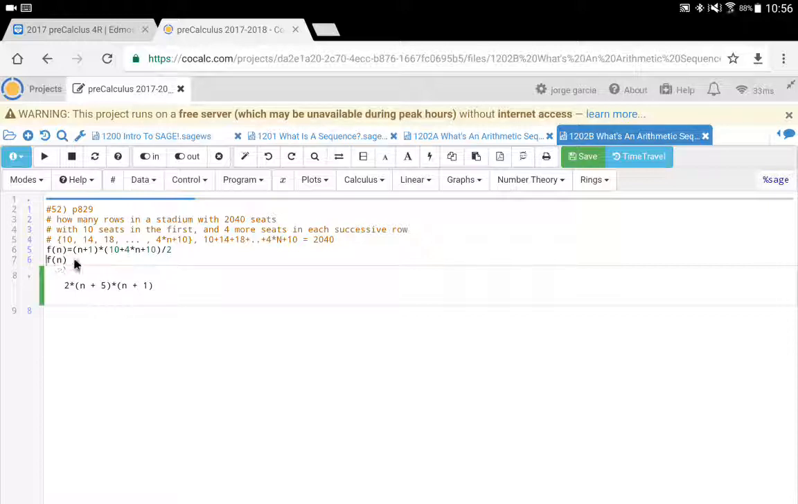Instead of doing that, let's say solve when f of n is equal to 2040. Remember, double equals is Boolean; the solve method is trying to make this a true statement. It's going to find n for you. Solve that for n. All right, let's see what we get.